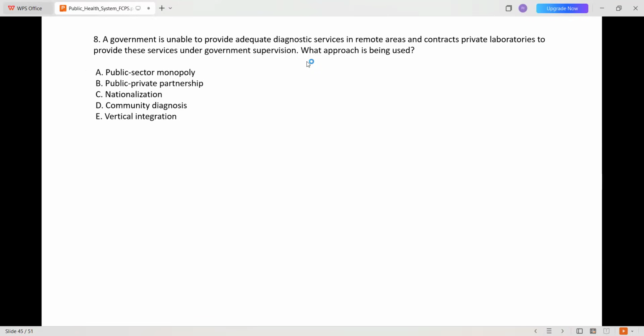MCQ number 8. A government is unable to provide adequate diagnostic services in remote areas and contracts private laboratories to provide these services under government supervision. Which approach is being used? A, public sector, B, public-private partnership, C, nationalization, D, community diagnosis, E, vertical integration. B, public-private partnership, is the right option.